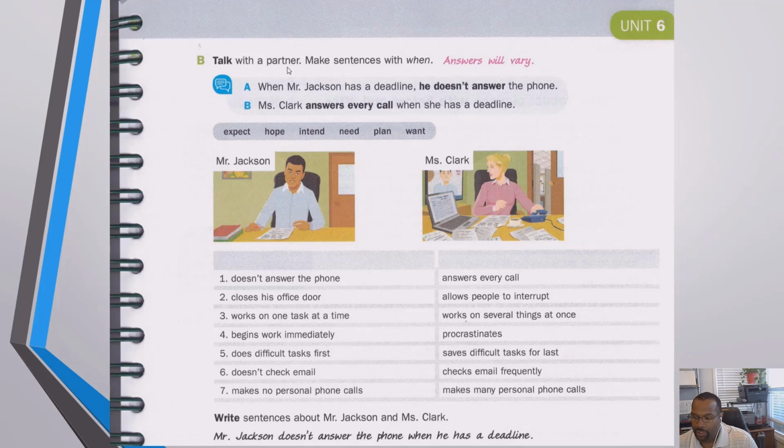These are some of the words that we can use in our word bank when we start filling in our sentences and having these conversations. Okay? The first word is expect. The next word is hope. The next word is intend. The next word is need. The next word is plan. And the last word is want. Okay?